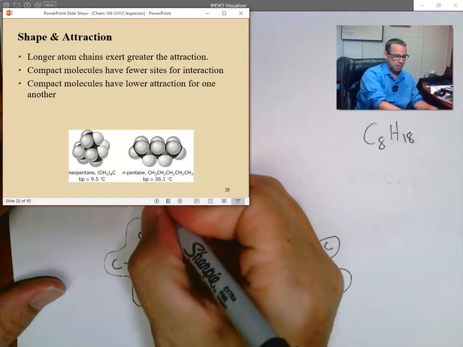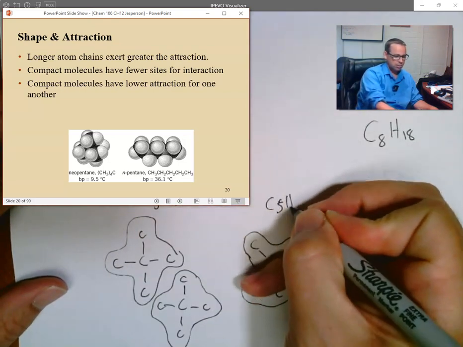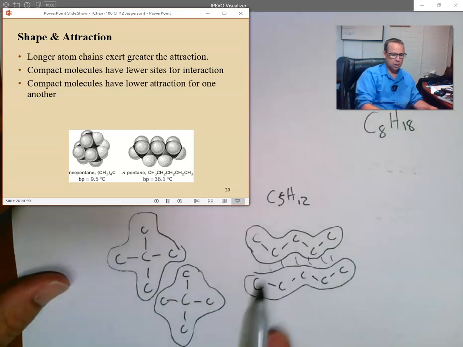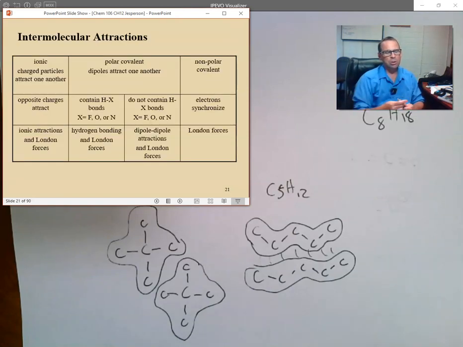Same chemical formula, C5H12, right? But with the longer chain being spread out, we get a boiling point shift from 9.5 to 36 degrees Celsius. Okay, so shape plays a role as well.